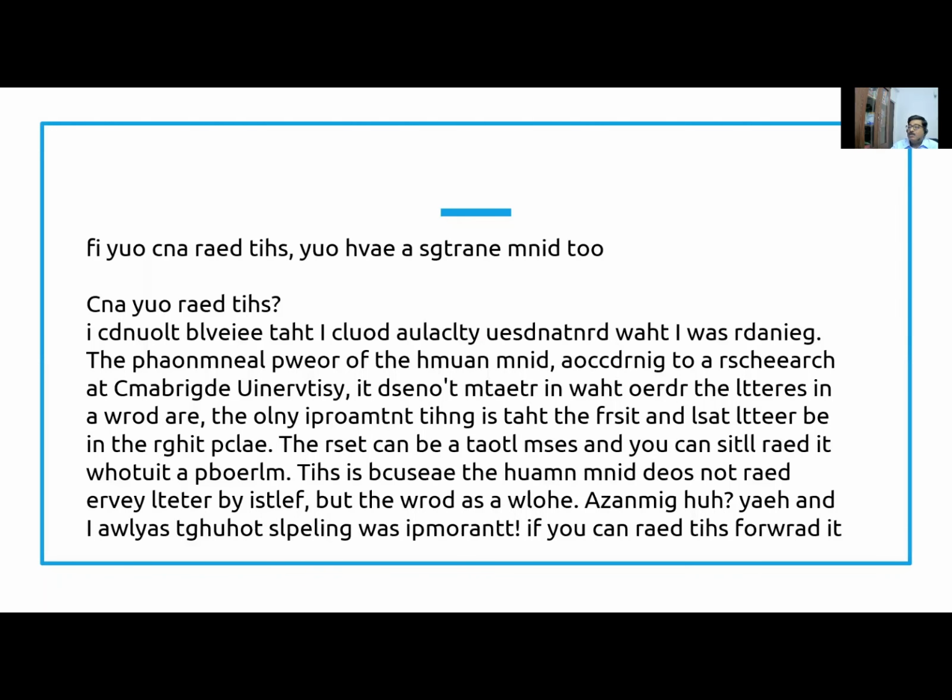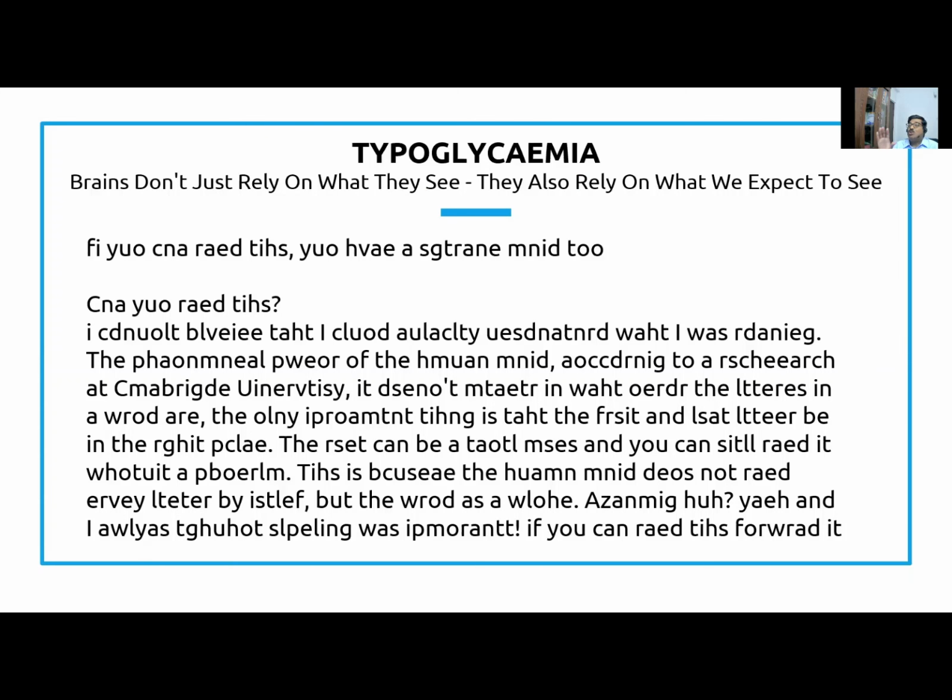Can you read this? I'm giving you time. Yes, this is a psychological challenge. Brains don't just rely on what they see. They also rely on what we expect to see. As examiners, we expect answers. So we don't just see the screen, but what we expect to see is also visualized.